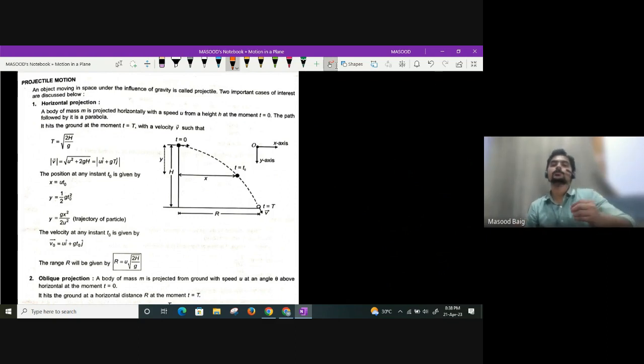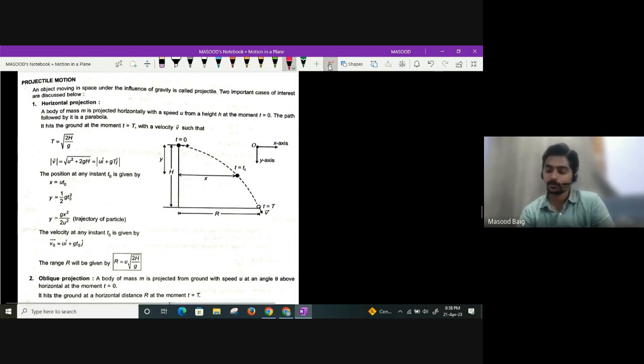So whenever an object is moving under the influence of gravity, whenever it is moving in plane or space under the influence of gravity, such an object will be called a projectile. The motion associated with such an object will be called projectile motion. Two things are very important. One is horizontal projection, the other is oblique projection.